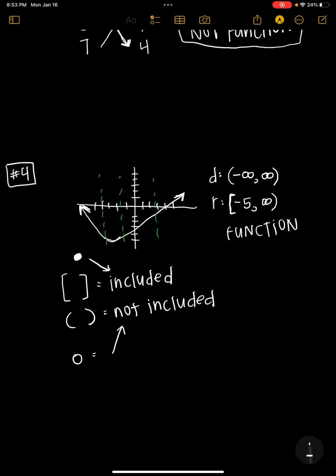And there we have it. How to determine domain, range, and functions.